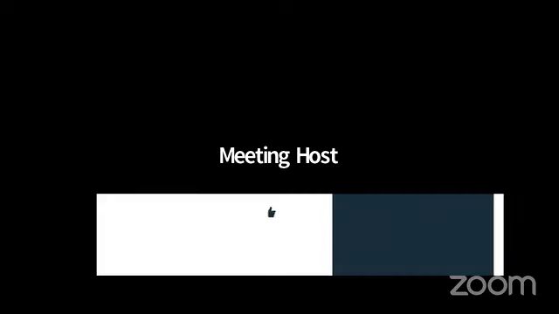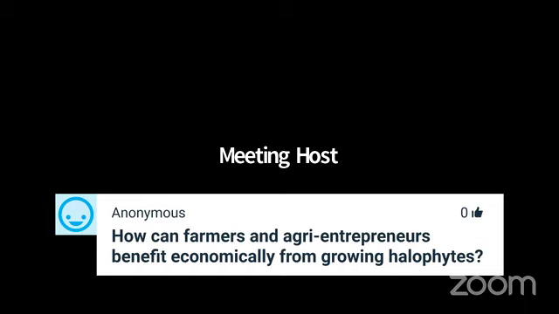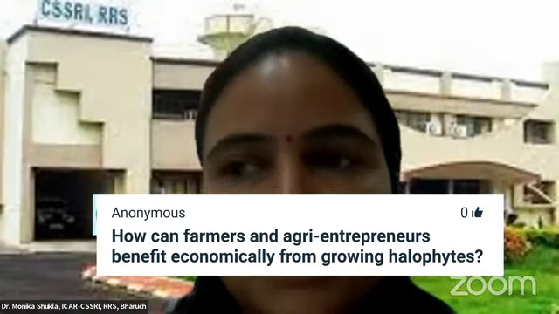Okay. How can farmers and agri-entrepreneurs benefit economically from growing halophytes? If a farmer has saline land, he is not able to grow any field crop there, so he can grow commercial crops, like fruit crops and vegetable crops which are salt tolerant and come under the halophytic category. So he can take up production from there.